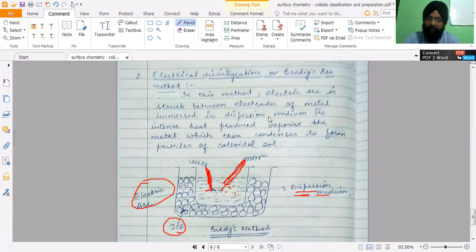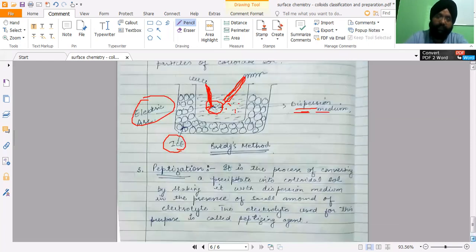So an electric arc is struck between the electrodes of the metal. Here is an electric arc which is struck between the metal electrodes inside a dispersion medium. Intense heat is produced, which vaporizes the metal of the electrode and condenses to form colloidal particles. Right? And the last method is peptization.